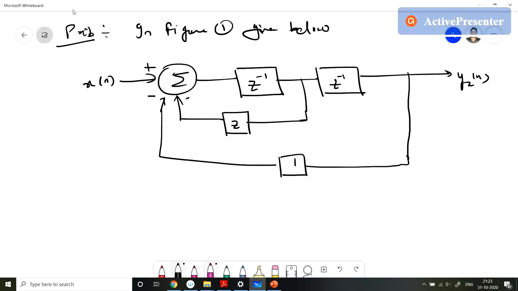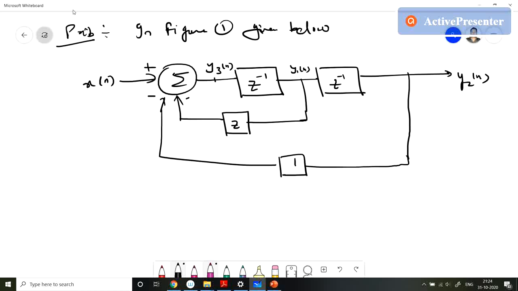So this is our figure, and we have this point. At this point we have y1(n). At this point we have y(n) and y1(n), and let this be y3(n), and this is y2(n). So let us solve this problem.